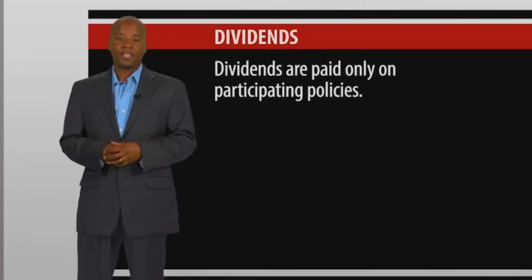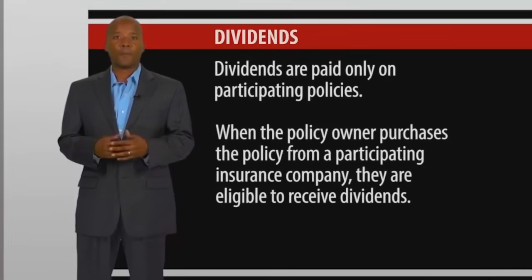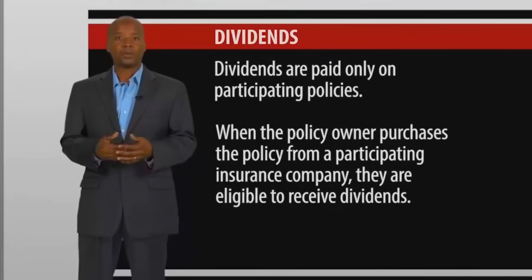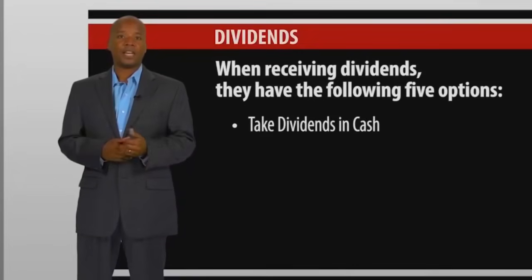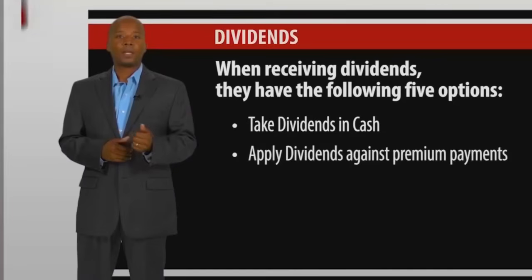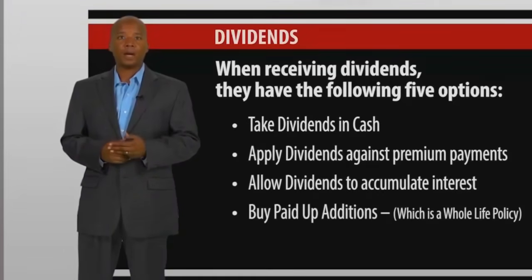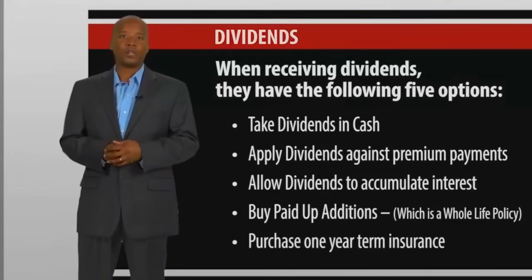Dividends. Dividends are paid only on participating policies. When the policy owner purchases the policy from a participating insurance company, they are eligible to receive dividends. When receiving dividends, they have the following 5 options: take dividends in cash, apply dividends against premium payments, allow dividends to accumulate interest, buy paid up additions, which is a whole life policy, and purchase 1-year term insurance.